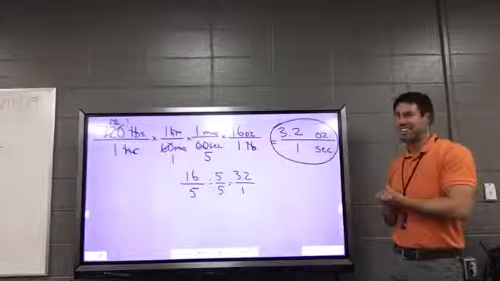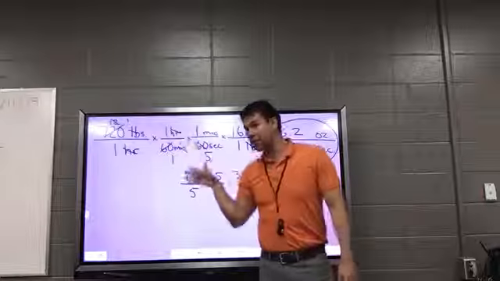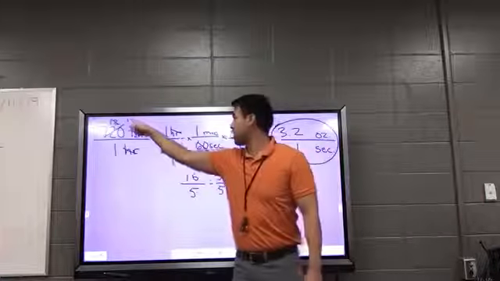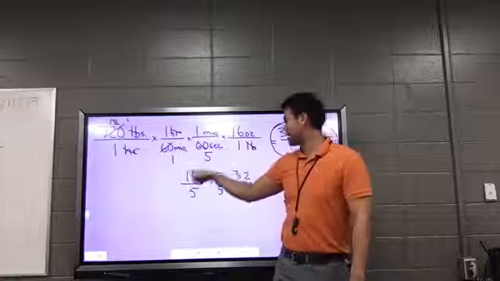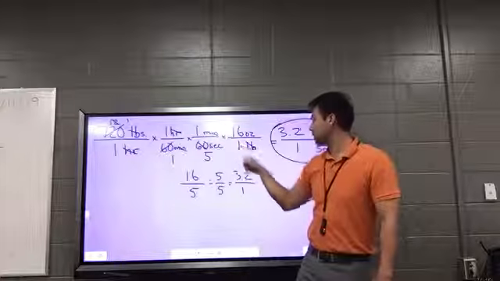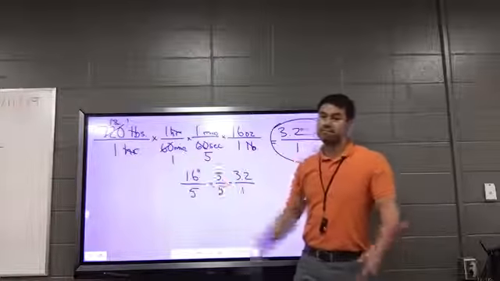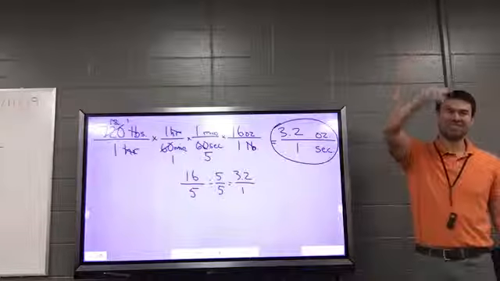Max. How did you get 16 over 5? Did you see all the canceling I did? So I'm left, what's 1 times 1 times 1 times 16? Yeah, 16. And then what's 1 times 1 times 5 times 1? Nice, right? I like that.